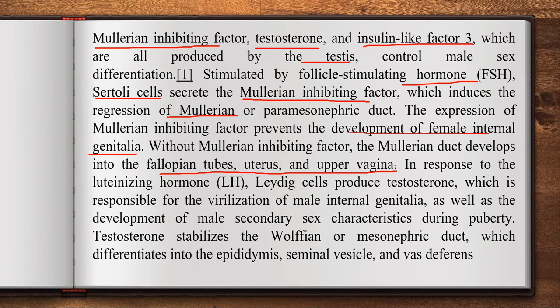On the contrary, in response to luteinizing hormone, Leydig cells will produce testosterone, and that testosterone will help you to develop the male secondary sexual characteristics. Also, testosterone will stabilize the Wolffian duct, and from Wolffian duct, you will develop male internal genitalia like epididymis, seminal vesicle, vas deferens. So, all this will come from Wolffian duct.